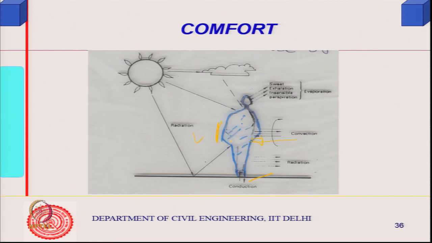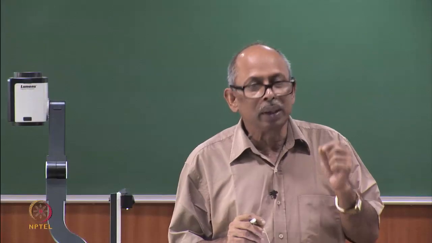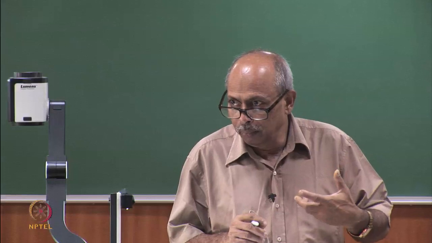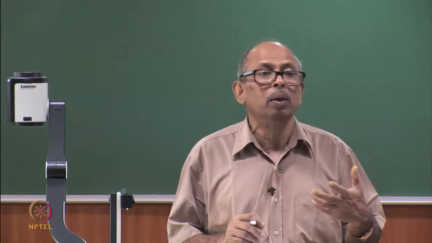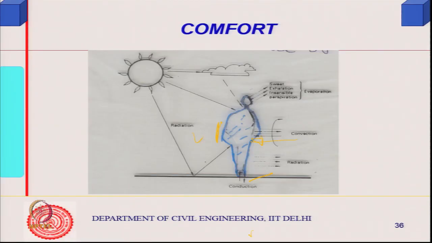Now how does it dissipate? Because it has to maintain that constant deep body temperature, otherwise you will start feeling discomfort: you will feel warm, and if it goes below, then you feel cool. So dissipation, or loss of heat, is again by conduction. There can be loss of heat by conduction. Radiation heat loss can be there if the air or the surfaces surrounding are at a lower temperature.